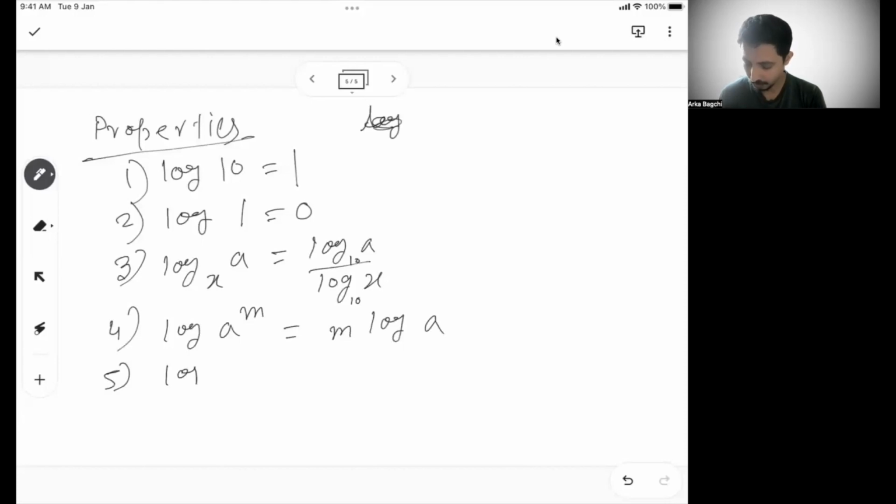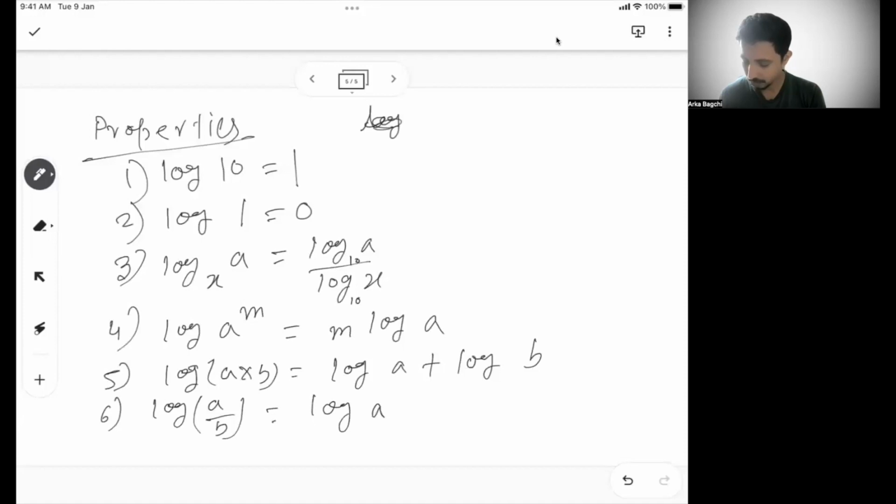Then log of a into b, you can write this as log a plus log b. Now if you have log of a by b, you can write it as log a minus log b. These are very, very important formulas of log. So you need to understand these formulas, and you need to apply them in certain cases in these logs.